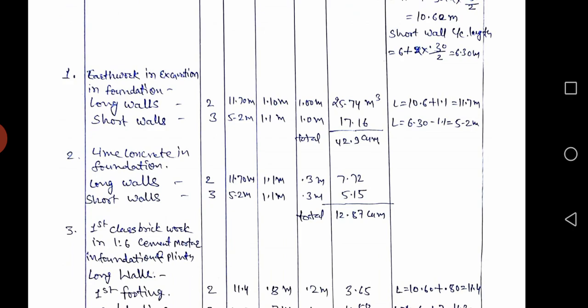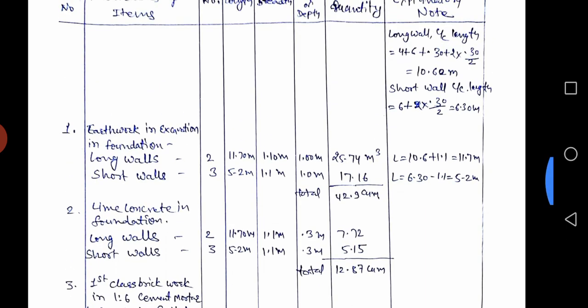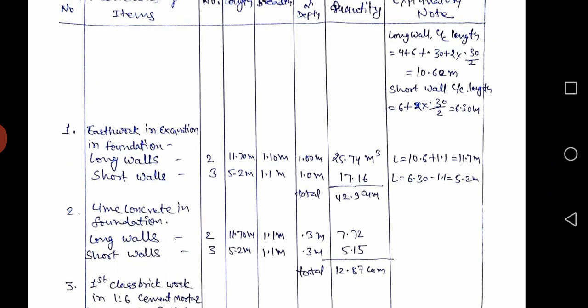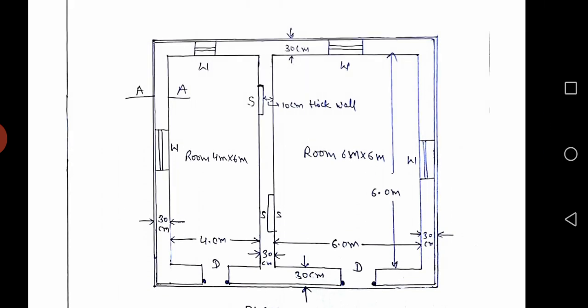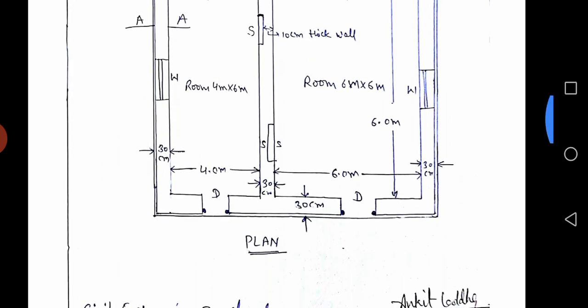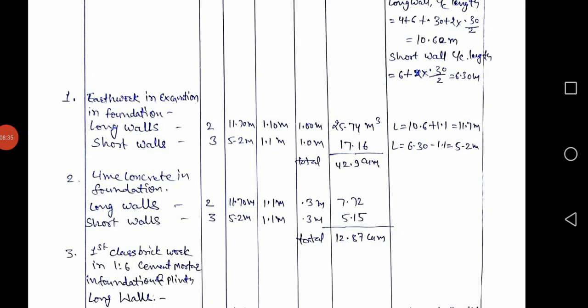Then the short wall, number of short walls is 3, and length L equal to 6.3 we already calculated, but in this, the excavation width on both sides is subtracted. Why? Because we already added both side widths in the long wall. So in the short wall calculation, we only added the intermediate side. So the length is 6.3 minus 1.1, that is 5.2 meter.